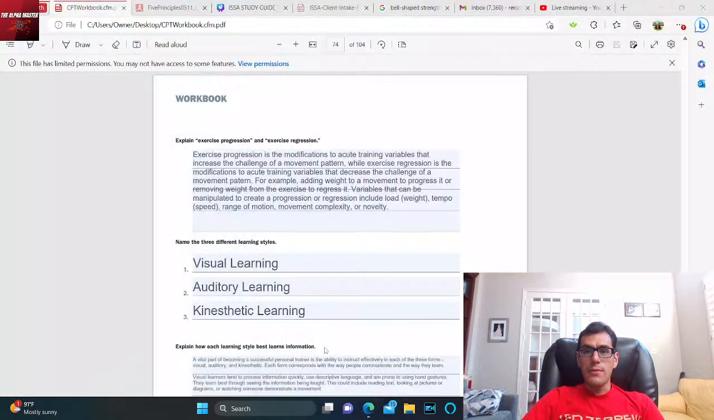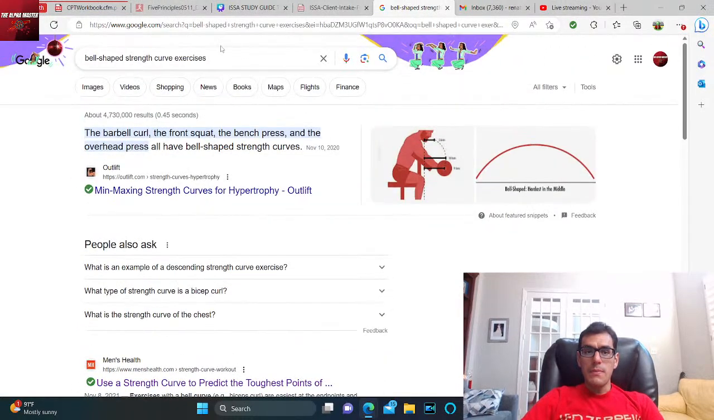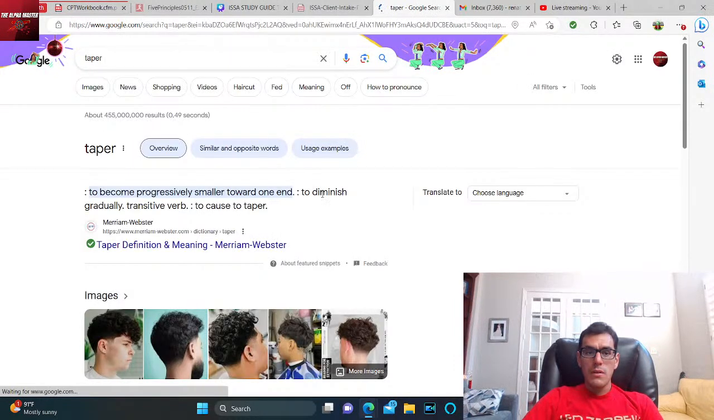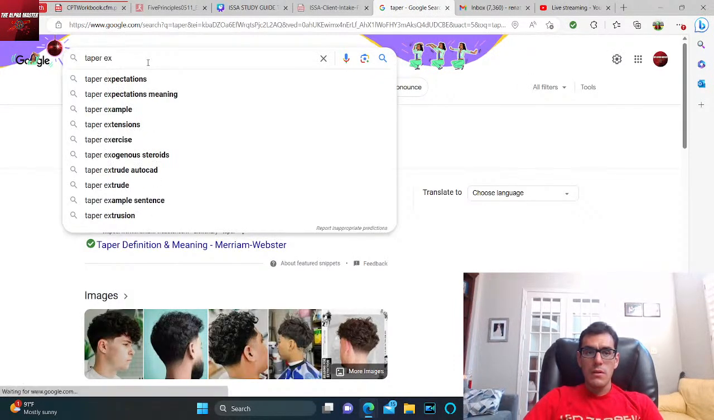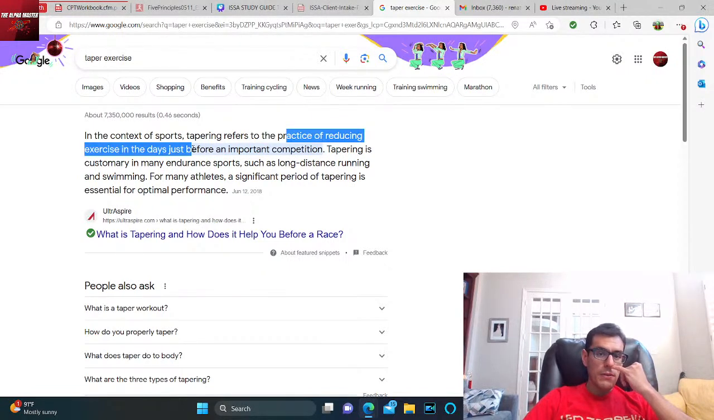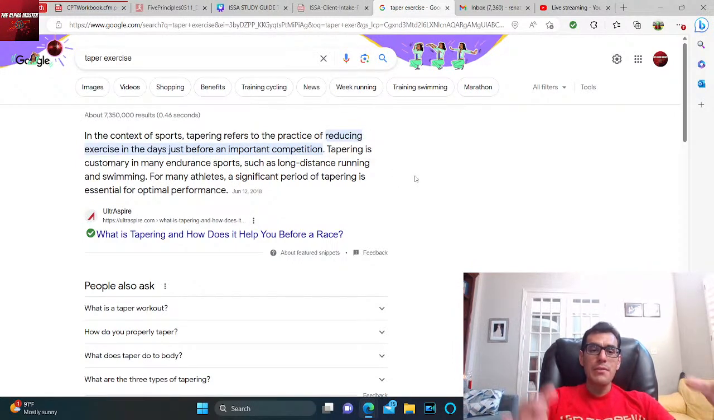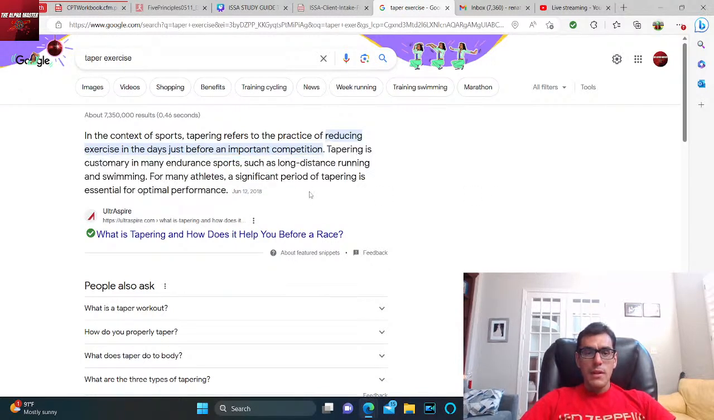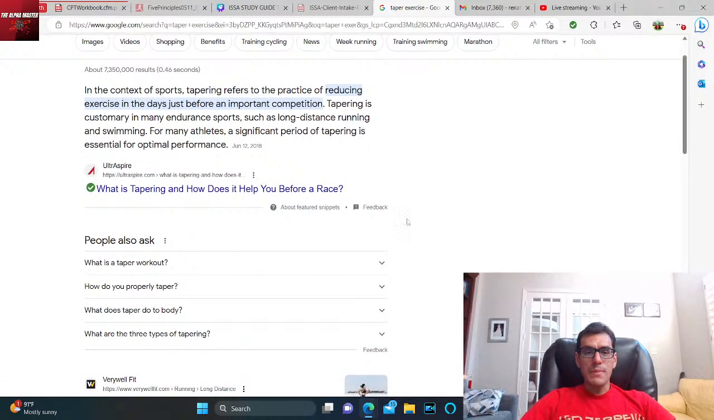What is a taper? Tapering refers to the practice of reducing exercise in the days just before an important competition. Tapering is customary in many endurance sports, such as long distance running and swimming. For many athletes, a significant period of tapering is essential for optimal performance.